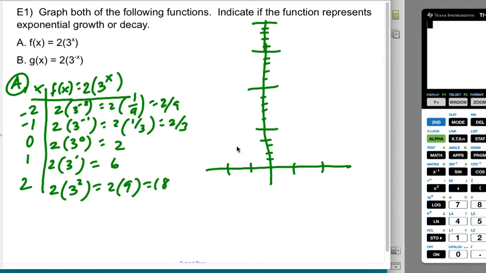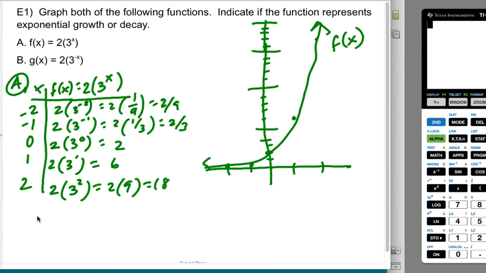Okay, so 2/9 is 0.2 repeating, but honestly, for my purposes, it's just really close to 0 because look how big this graph is. 2/3 is slightly farther from 0, and then I get to a 2, and then a 6, and then this thing explodes all the way up to an 18. So there's my graph of f of x.